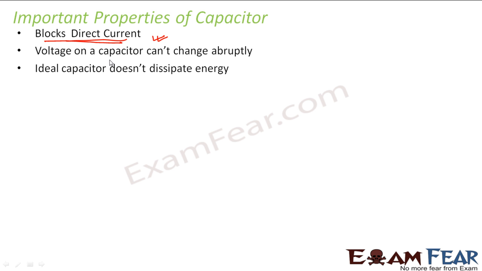Voltage on a capacitor cannot change abruptly, because in order for voltage to change abruptly, an infinite amount of current is needed, which is never possible in the case of a capacitor. So a capacitor always needs an almost constant voltage difference in order to store more and more charge. So potential difference plays a very important role between the plates of the capacitor.